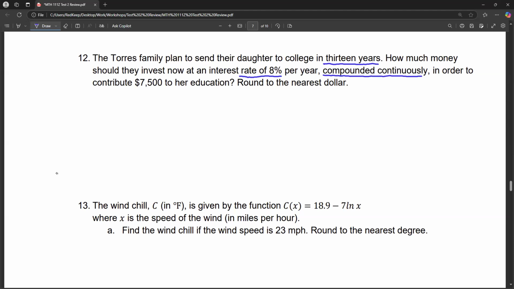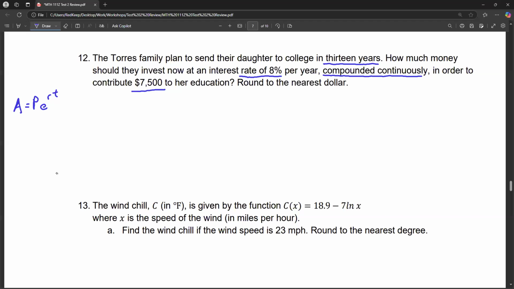That should remind us of an equation, right? Let me go ahead and write that down. I think it's the APERT equation, right? A equals P times e raised to the power of rt. Okay. And so, right, APERT. Okay, so it's compounded continuously. We just wrote down that equation. And in order to contribute, they want to contribute this amount, right? Okay, so what do all of these things mean? We know we have this equation about compounded continuously.